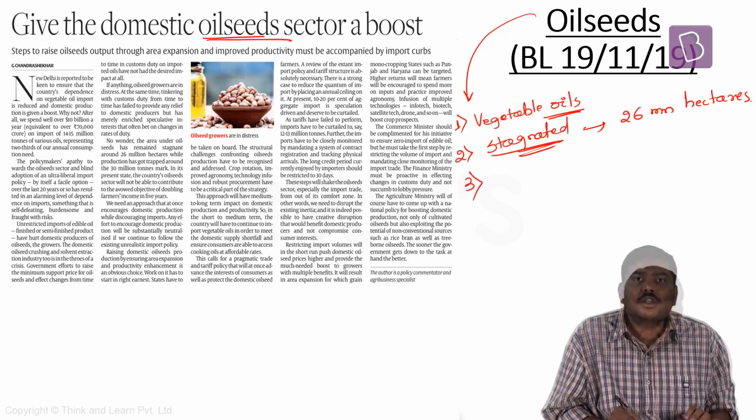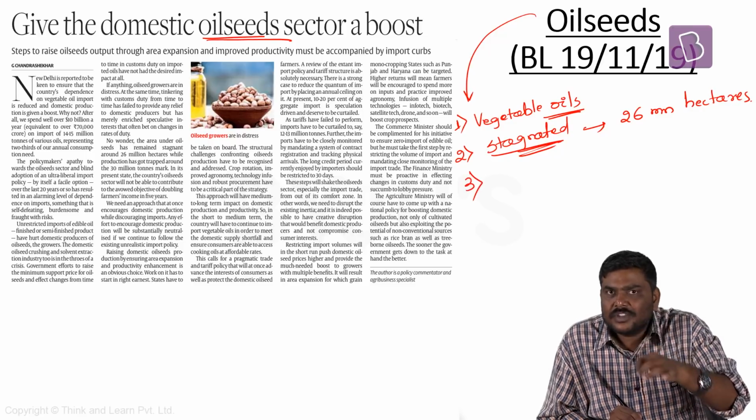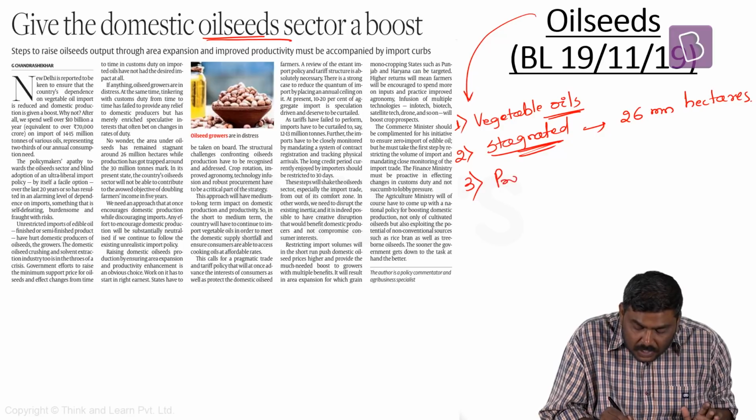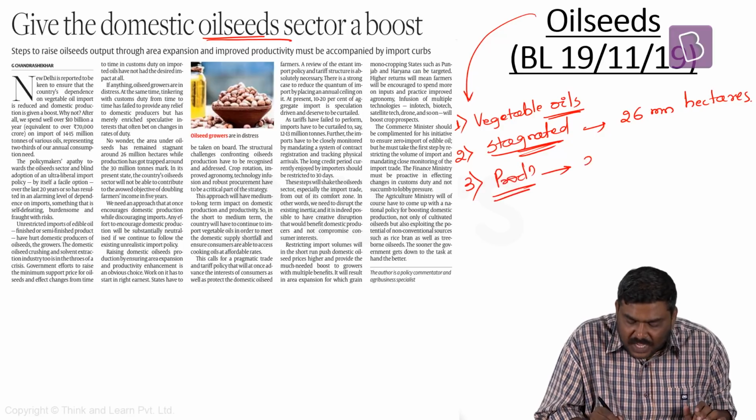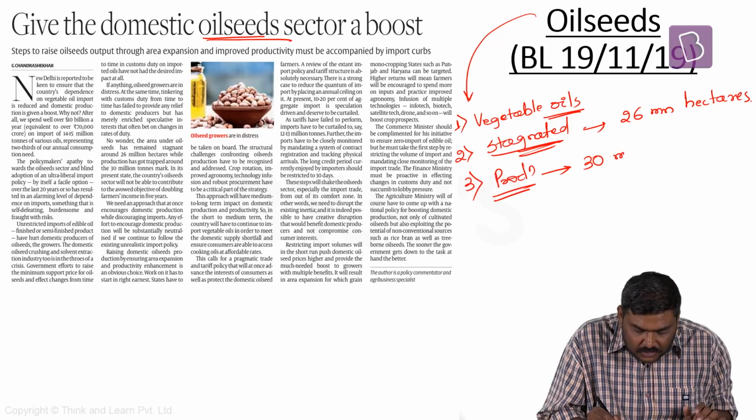Third point, not only has the land used for cultivation stagnated, even the total production of oilseeds in the case of India has stagnated. As per this article, it is around 30 million tons.